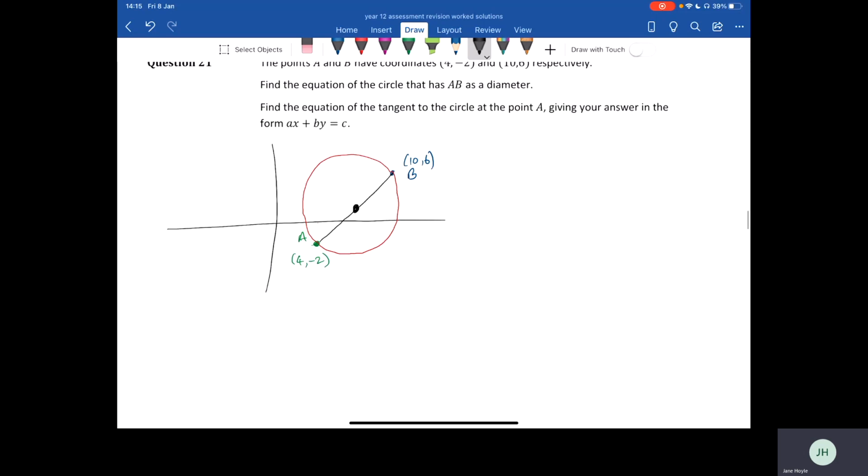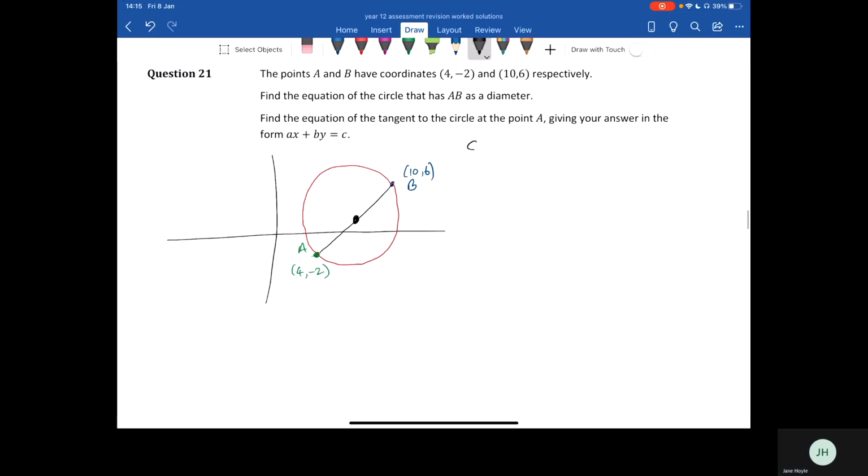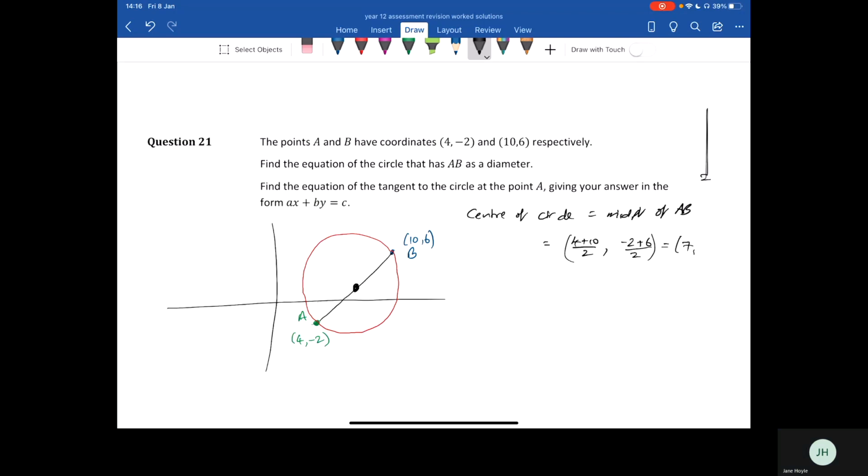So the centre of the circle is just equal to the midpoint of AB. And the midpoint of AB, if I add the two x coordinates, 4 plus 10 over 2, and add together the two y coordinates, negative 2 plus 6 over 2, that gets me 14 over 2, which is 7, and 4 over 2, which is 2. That slightly bizarre thing there.